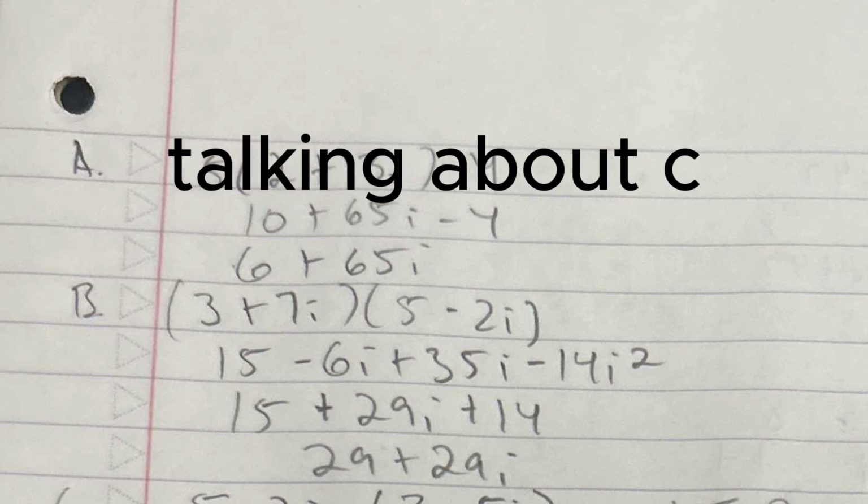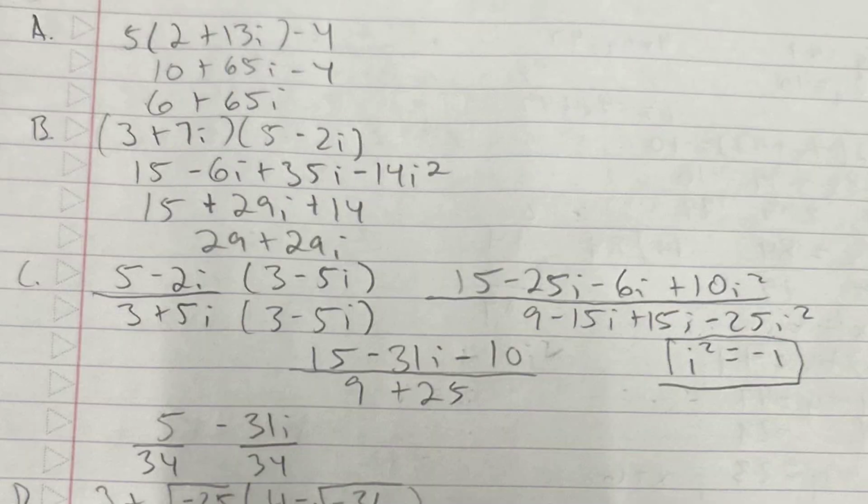For the next one, what you want to do is multiply by the conjugate to get the bottom to be a whole number. So you multiply each side. You put 3 - 5i, and then you multiply both sides. So the top is going to be 15 - 25i - 6i + 10i squared, and the bottom is going to be 9 - 15i + 15i - 25i squared. And then just remember i squared equals -1.